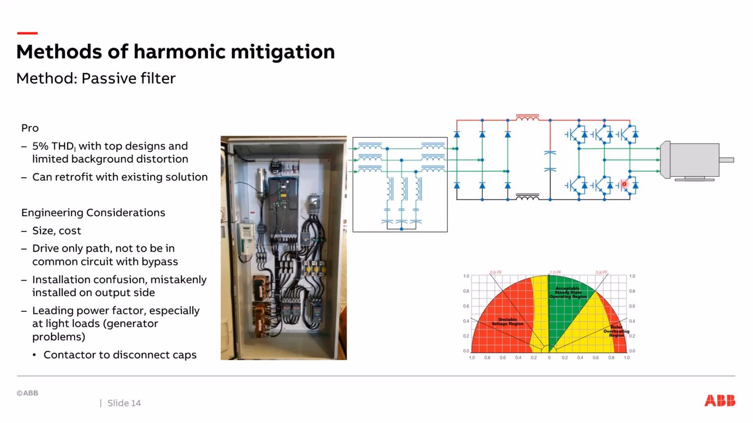So what ABB does on our solution with passive harmonic filters is we have a contactor that we use to drop out the capacitor right there. So at part loads, this capacitor will drop out. It means the harmonic mitigation isn't as good at part loads, but it guarantees we're not going to have that leading power factor that could cause issues with the generator.